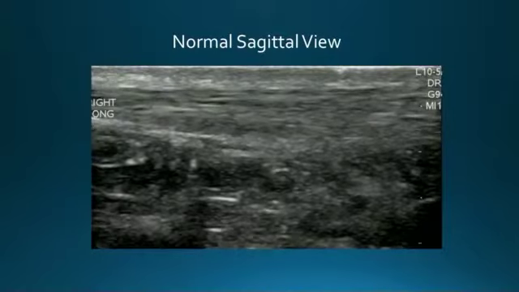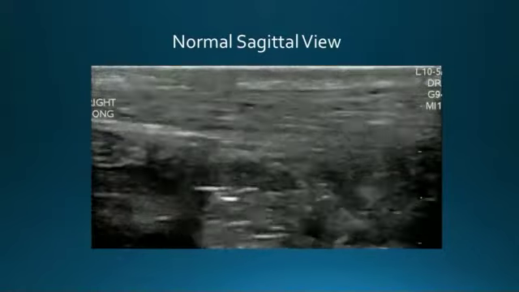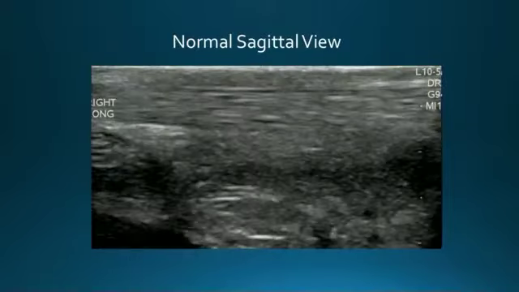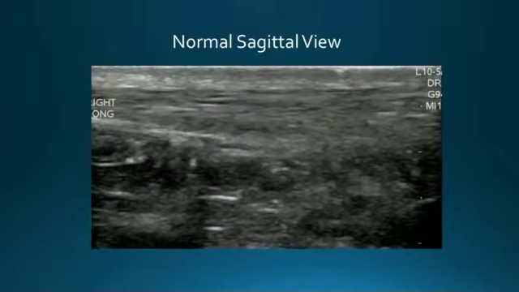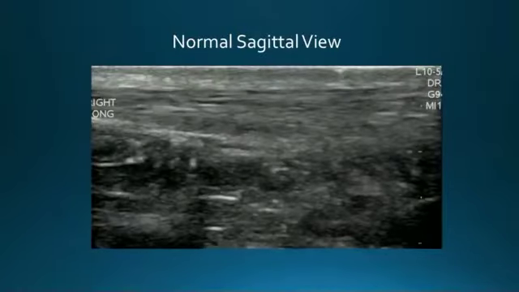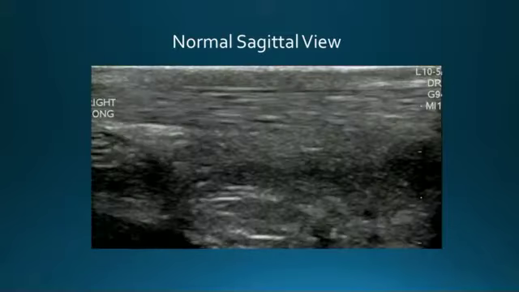In this video clip, a normal sagittal view of the Achilles tendon is visualized at the top of the screen. As you can see clearly here, the tendons form a paintbrush appearance as the scanner moves distally from the mid-calf to the distal calf location.